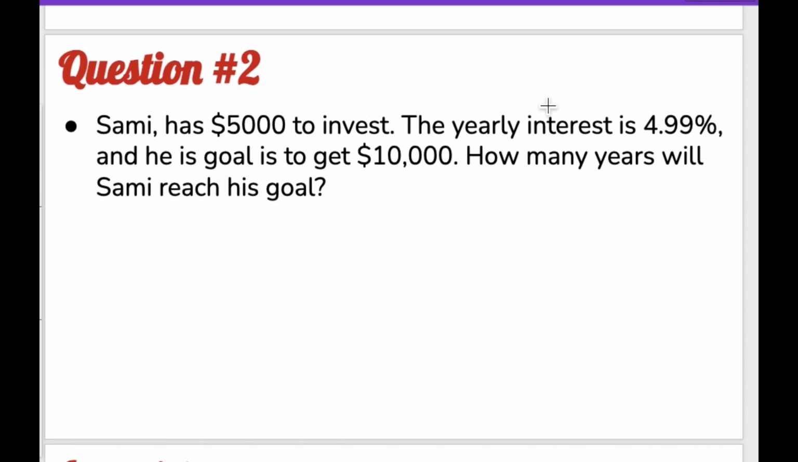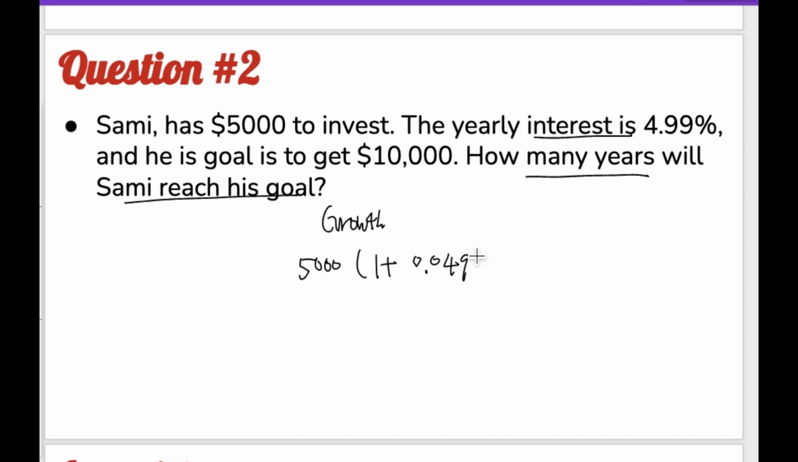And this one has a scenario. Sammy invested $5,000 and the yearly interest is 4.99%. His goal is to reach $10,000. We are going to figure out how many years it will take Sammy to reach this goal. Remember, we can use exponential growth to model this situation. So we set up the equation as 5,000 times 1 plus 0.0499 to the t power, where t is the number of years, and the final goal is to reach 10,000, right?